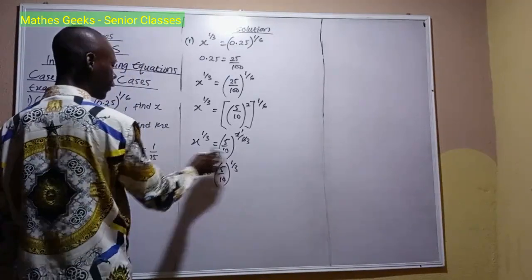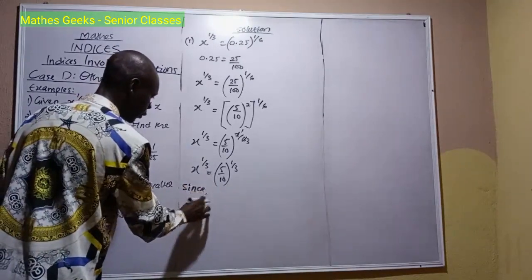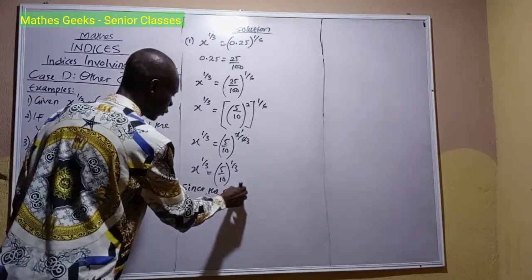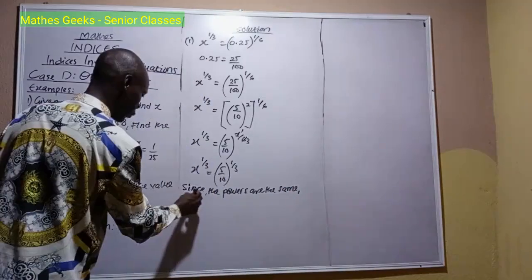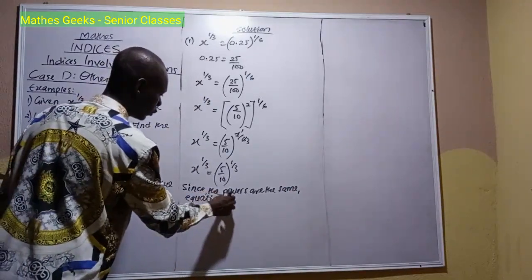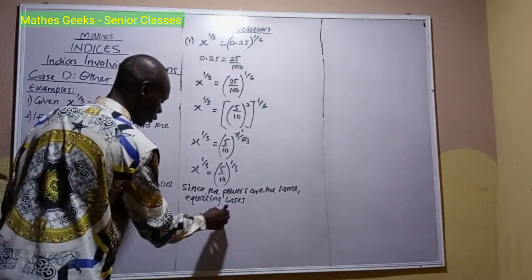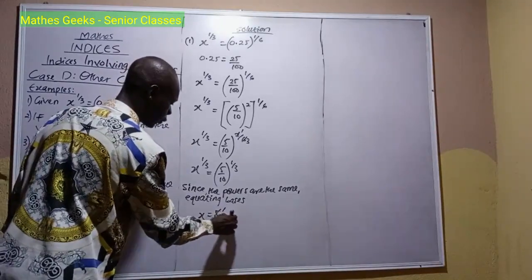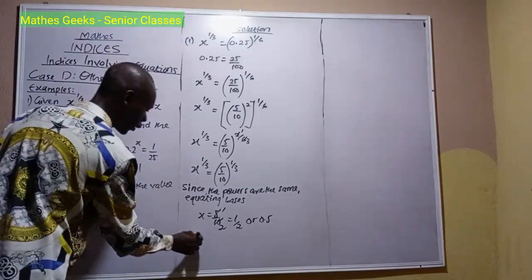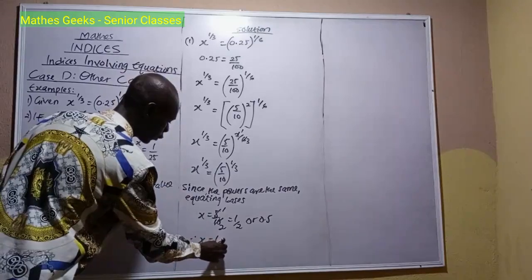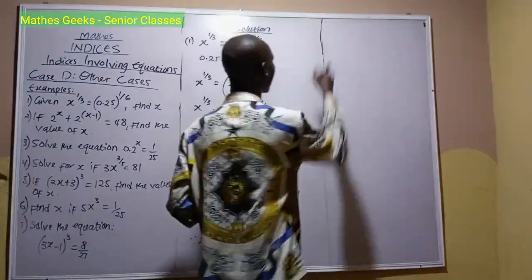Now, since the powers are the same, we're going to equate the bases. So x is equal to 5 over 10, which is 1 over 2, or 0.5. Therefore x equals either 1 over 2 or 0.5. That's the answer to number 1.